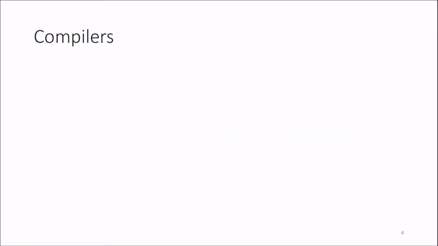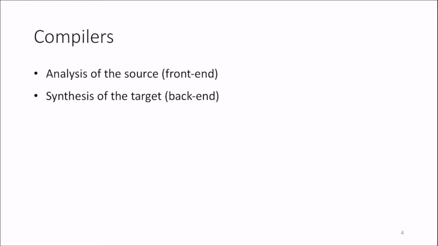execution. So compilers can be split up into two main parts. The front end, which is analyzing the source code and producing a kind of representation that is then exploited to synthesize the code or do the code generation. And that part is called the back end.